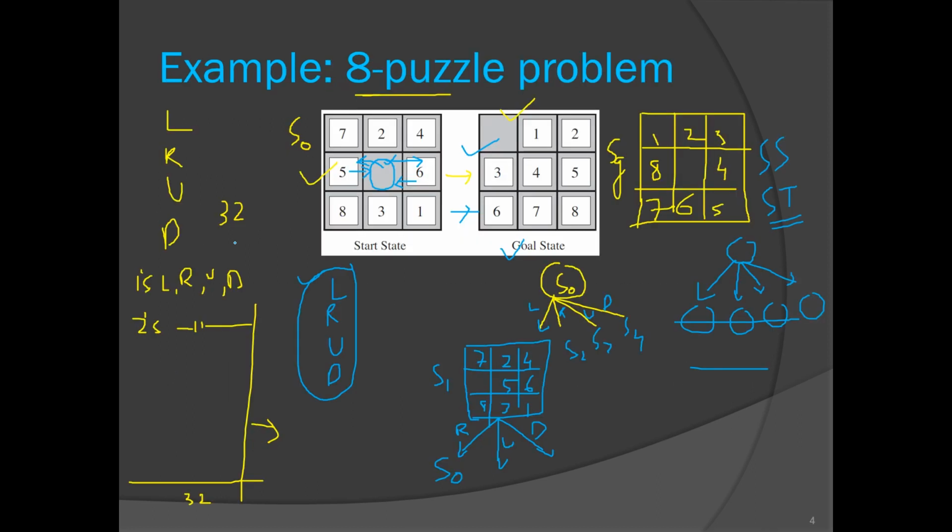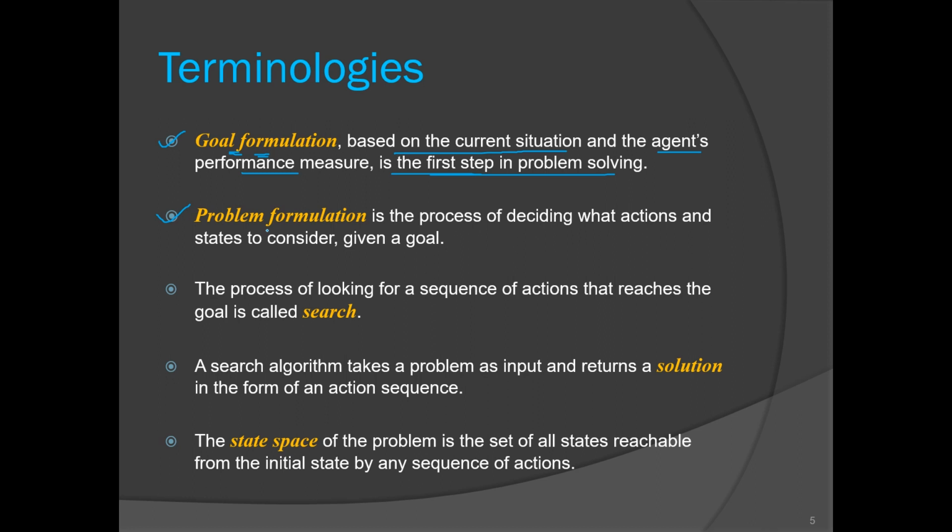Next one is problem formulation. In order to formulate this problem, we'll find out how many actions are possible. Here we have found out all the possible actions, right? Then how many states are possible? Based on that we'll formulate the problem. So what do we mean by problem formulation? Problem formulation is the process of deciding what actions and states to consider given a goal. We may exclude some states. We'll see some problems where we'll exclude some states which are not favorable.